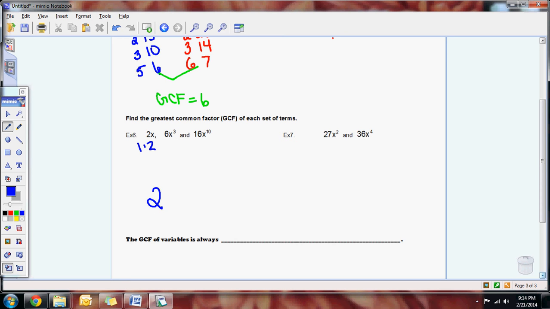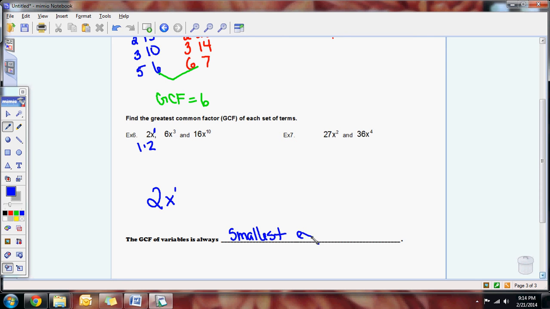However, I've got these weird variables. When I'm asked to find the greatest common factor of variables, I'm just going to take the smallest exponent that I see. So x to the first. They all have an x to the first in common. You can fit an x to the first in each of these. So my greatest common factor is going to be x to the first. Okay? So the GCF with variables is always the smallest exponent that you see.